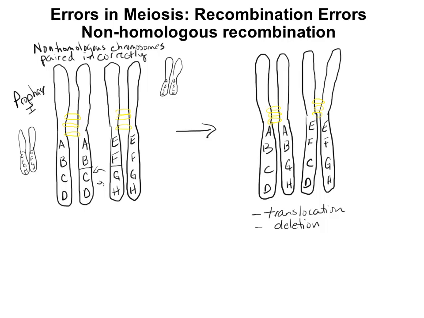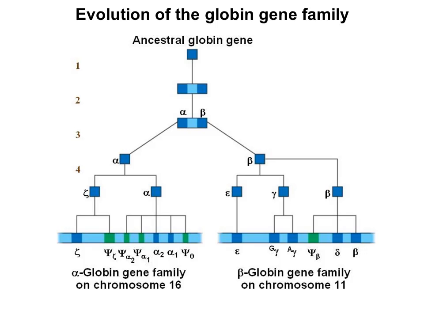All right, so how does this play out in terms of evolution? Well, we can see a really nice example of how this sort of gene duplication event can play out in an evolutionary sense, because it turns out that once you start having these duplication events, you can start to see the evolution of what are called gene families.